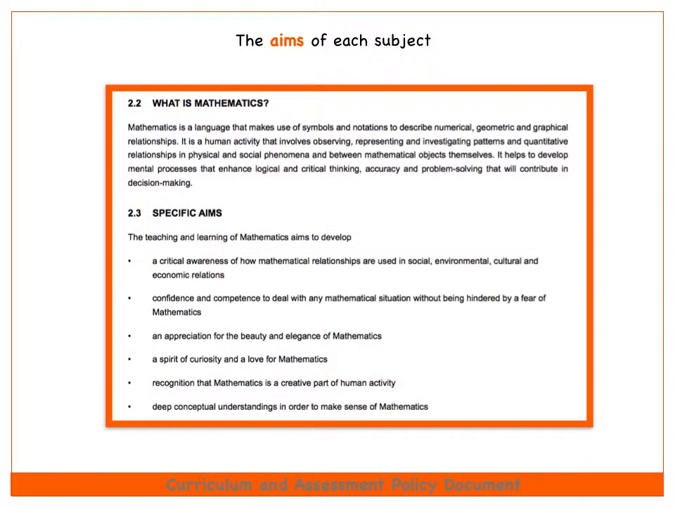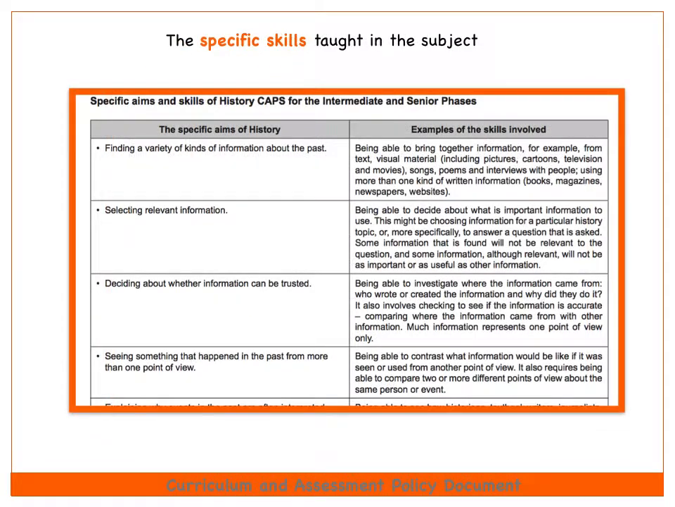In each policy document, there are the aims of the subjects. This gives you the overall aims, as well as in some cases, the specific aims. More importantly, the specific skills that should be taught in this subject. In this example, here you're looking at the specific skills and aims that's mixed here that should be taught in history. And by the end of the year, you need to make sure that you've actually taught these skills to the learners.